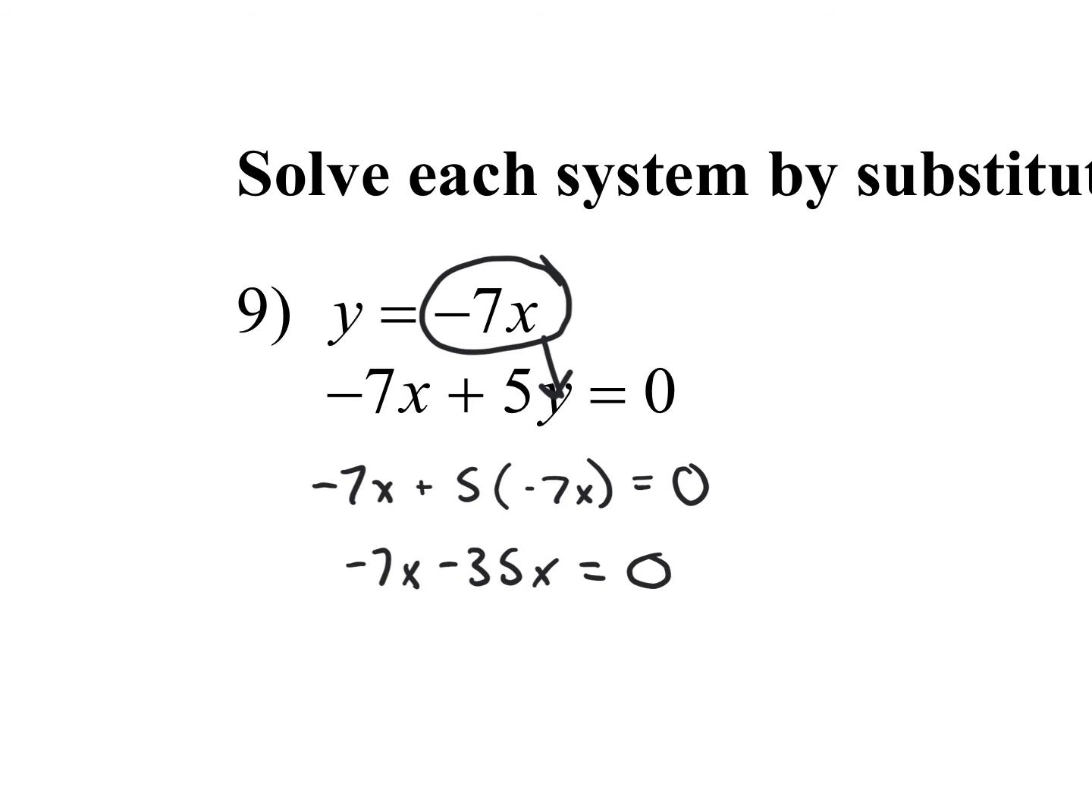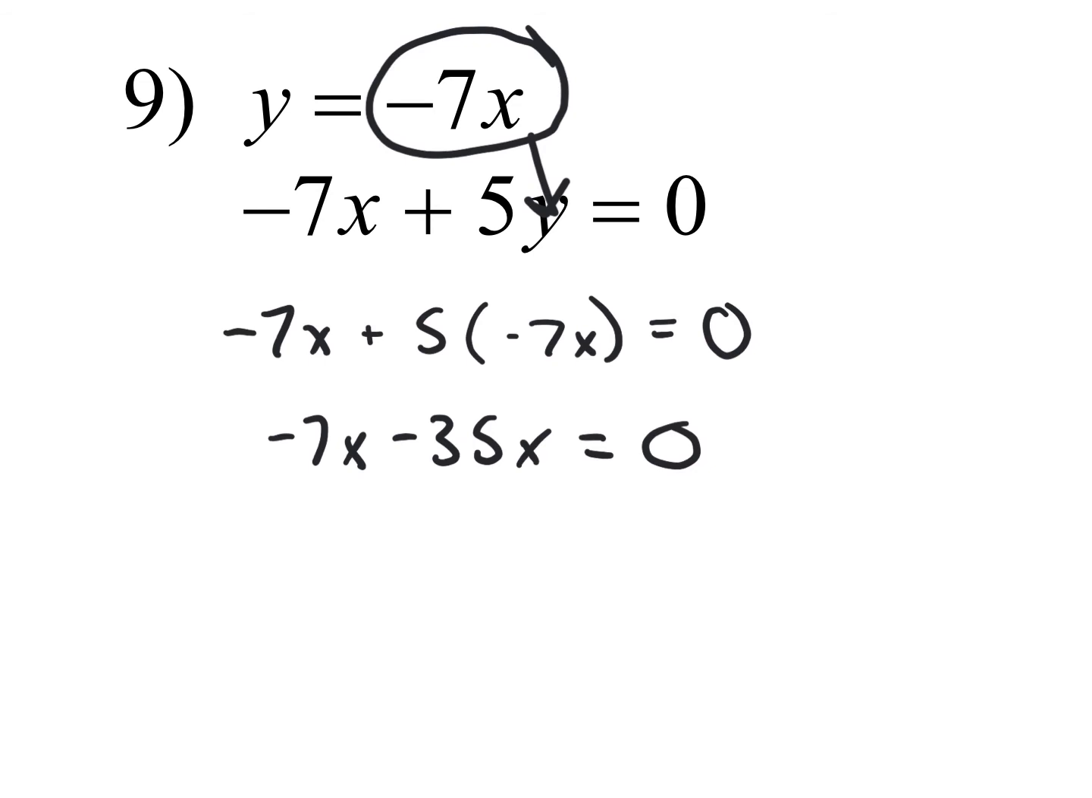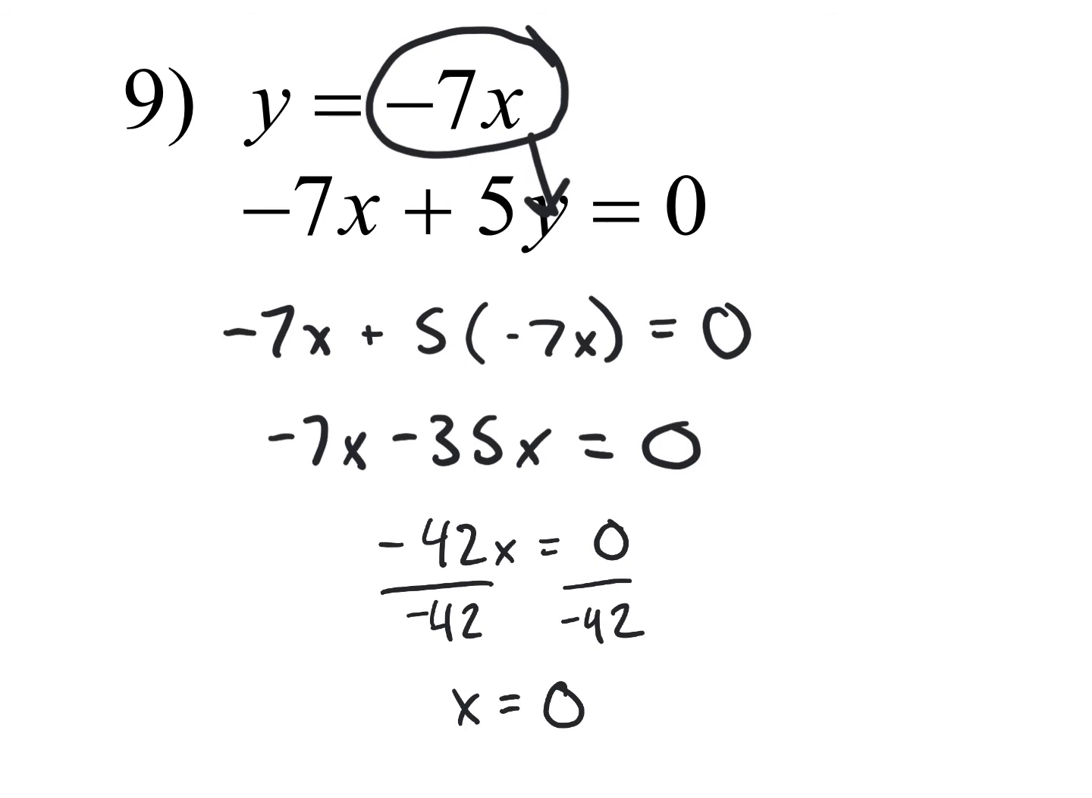What should I do next? Combine like terms. So it's negative 7x minus 35x. Negative 42x is equal to 0. What should I do next? Divide both sides by negative 42. What's 0 divided by negative 42? 0. Just because you get 0 as an answer doesn't mean that it's no solution. It still works as an answer. So x is equal to 0.